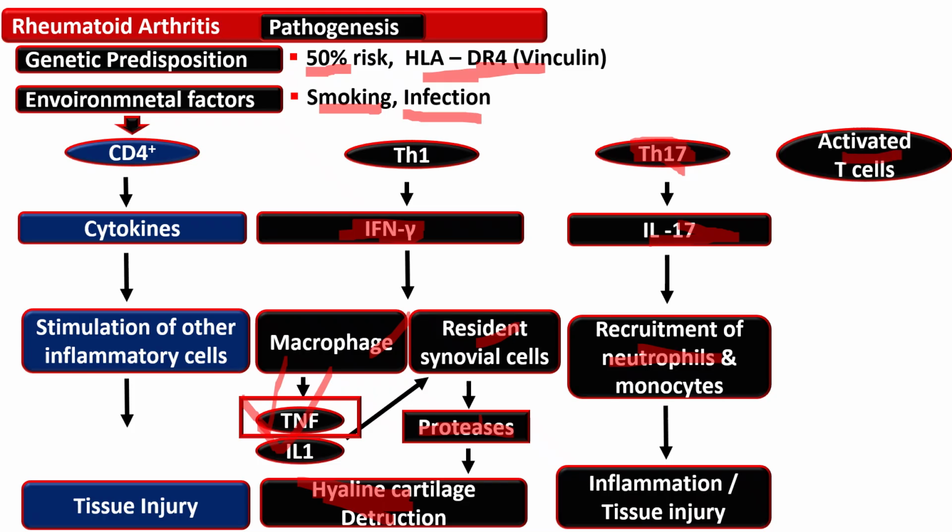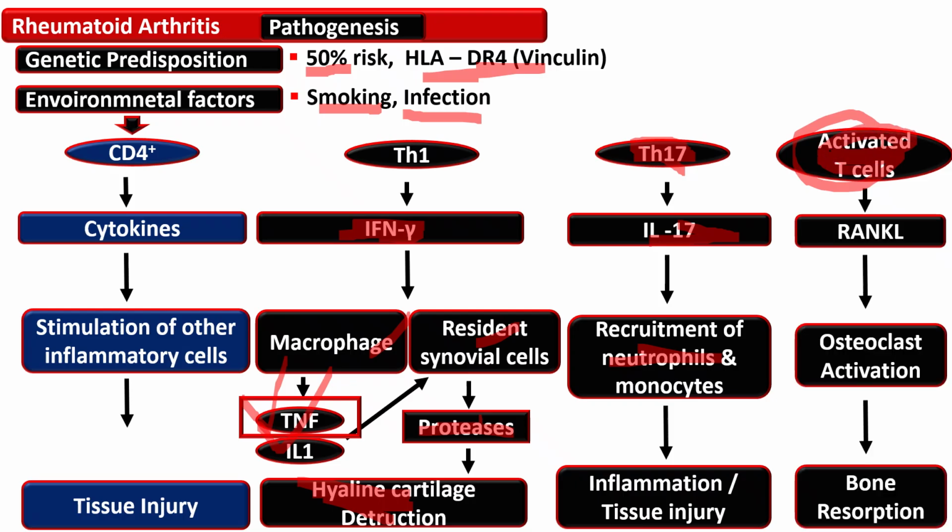Activated T cells are also involved in this pathogenesis. They express RANK ligand on their surface, and hence they start osteoclastic activation and bone is resorbed. So through these cytokines, the morphological changes or tissue damage occurs.